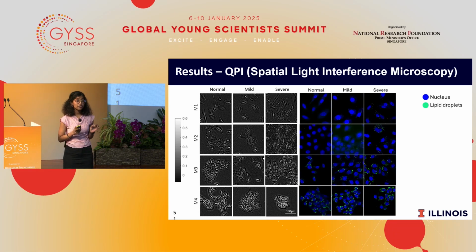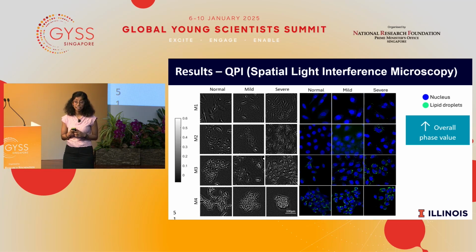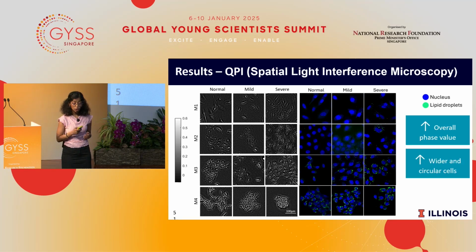And this was actually verified, that these are indeed lipid droplets, based on fluorescence microscopy. Other than that, we also found that there was an overall increase in the phase value of these samples, probably because of the high refractive index lipid droplets that are appearing in these samples in response to hypoxia, along with wider cells and circular cells.